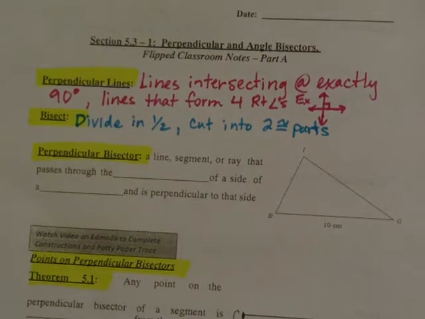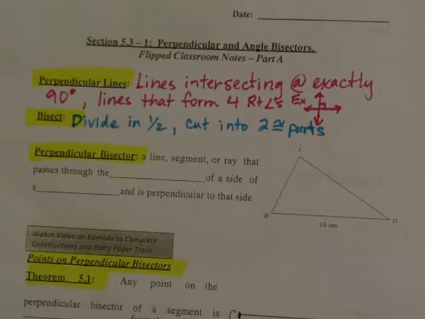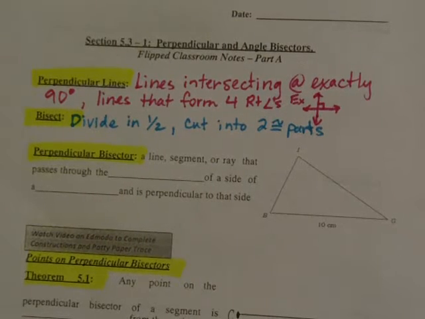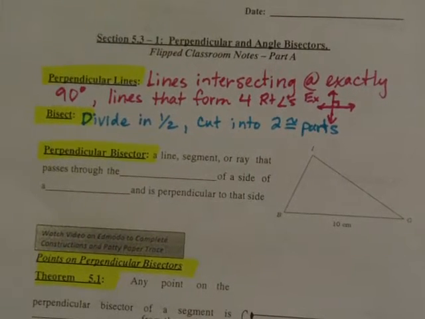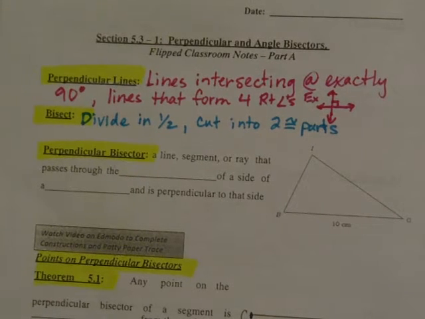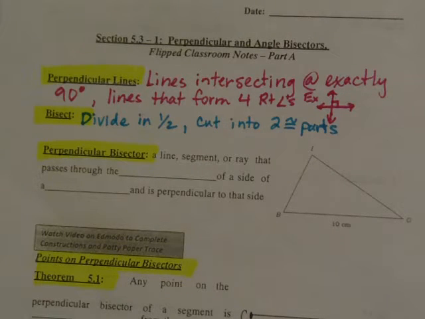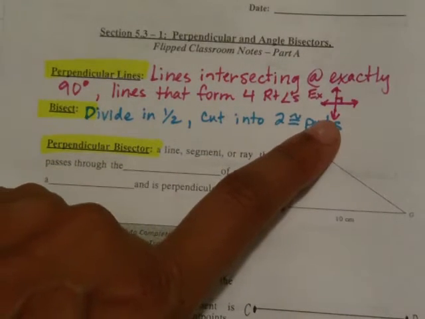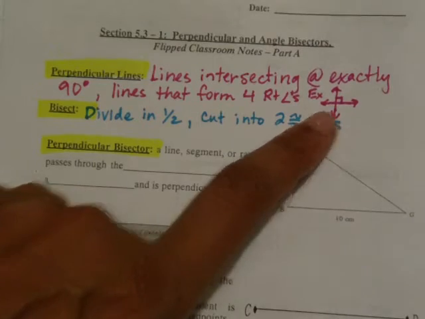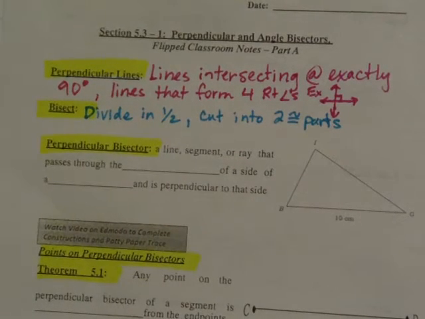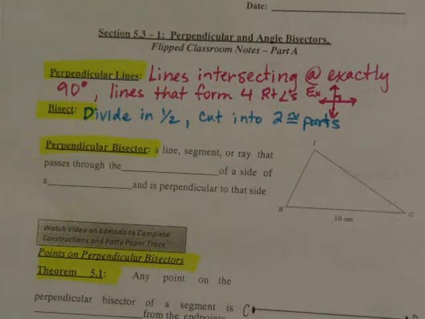Alright, we're going to do flipped classroom notes for 5.3, which is perpendicular angle bisectors. I'm hoping the first two vocabulary words are review: perpendicular lines. Please write that down. You can paraphrase, but we should have lines that intersect at exactly 90 degrees. Therefore, these are lines that form 4 right angles. And I just drew an example of that. I also put that box to make sure you know you have to see that to show perpendicular.